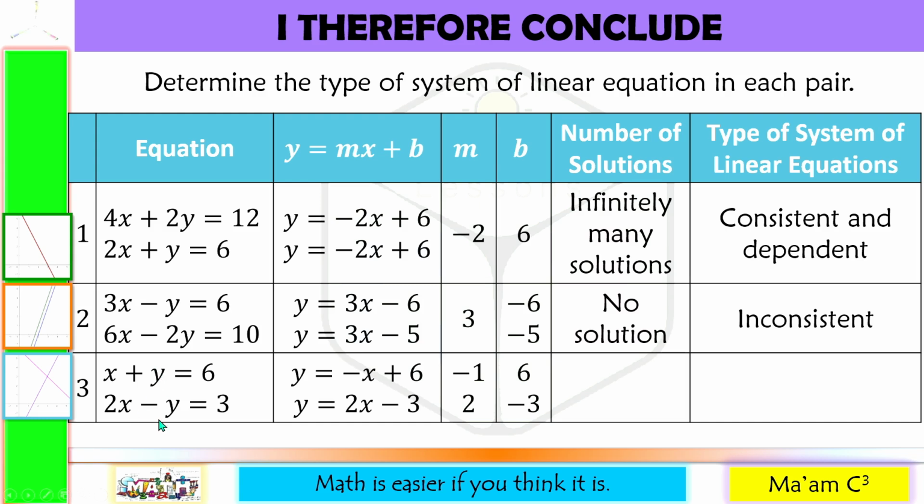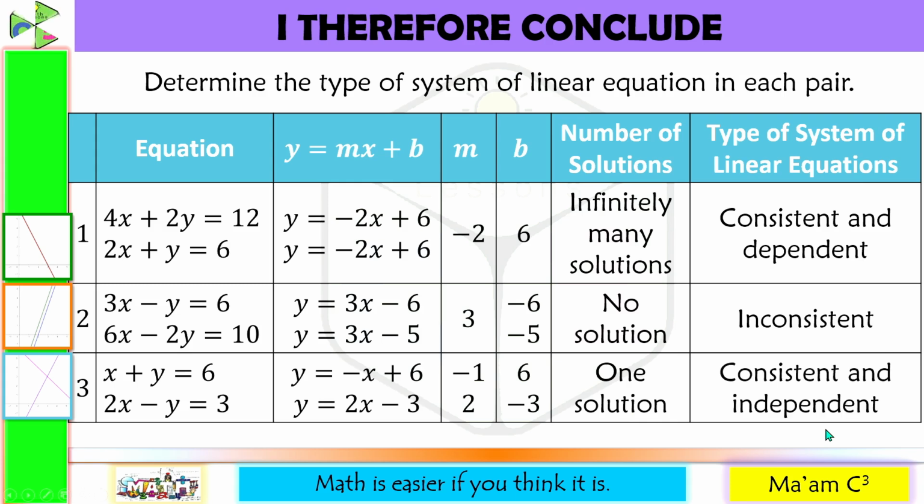And for the third pair, we have intersecting lines. The lines intersect at exactly one point, so we only have one solution. This type of system is called consistent and independent.